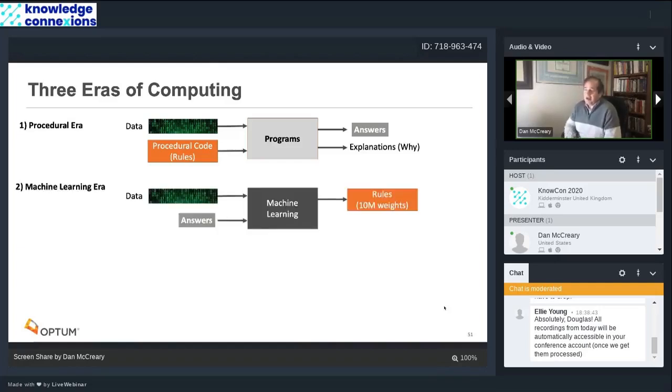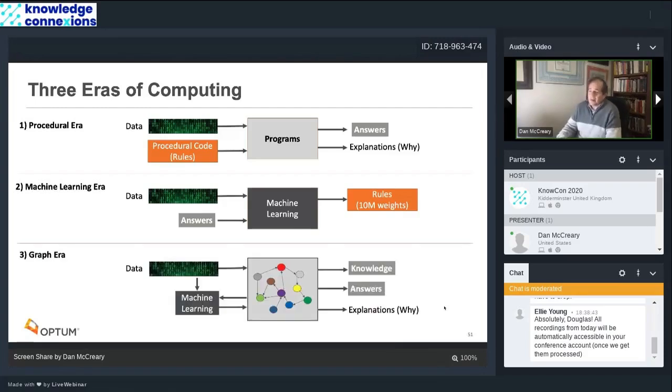The machine learning era said, let's still ask questions, but let's pair the data and the questions together and predict the results. But we had to go through 10 million weights, and there's no explainability when we just use pure machine learning. What we're really trying to move towards is this graph era.